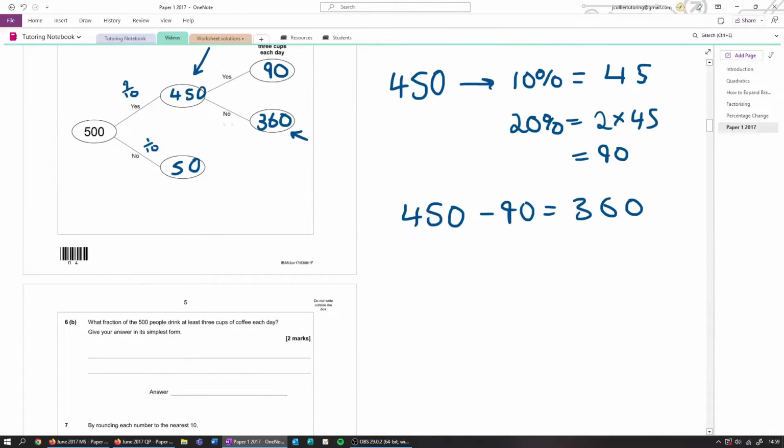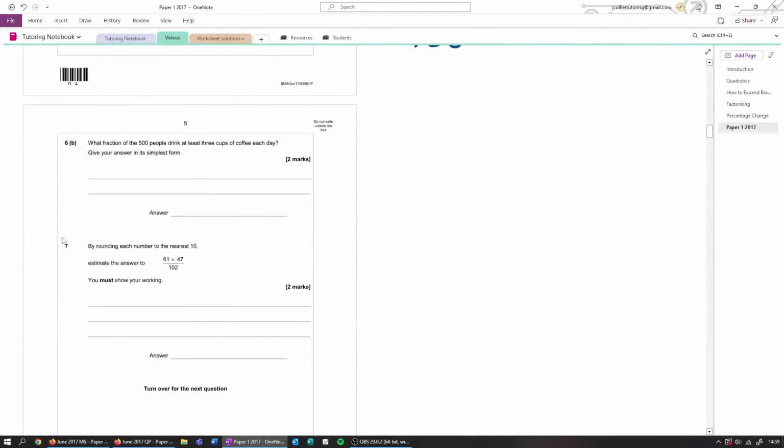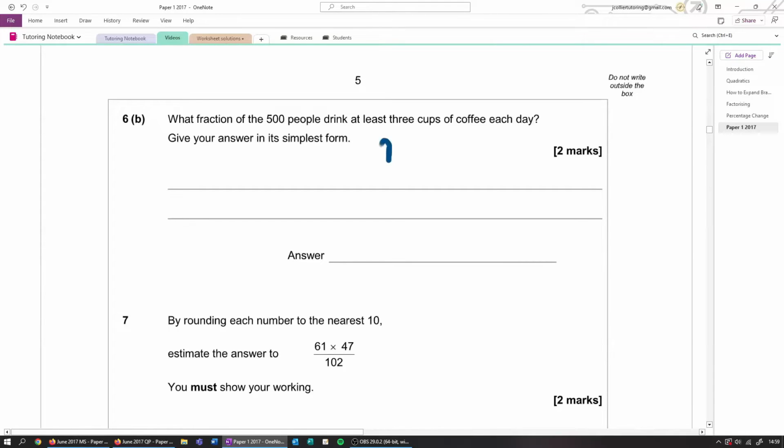Okay, so what fraction of the 500 people drink at least 3 cups of coffee each day? So how many, first of all, drink at least 3 cups each day? Well, I can zoom back in now, 90. And that is 90 out of the 500 people. Now we need to simplify this because it asks for the simplest form. So let's do exactly that.